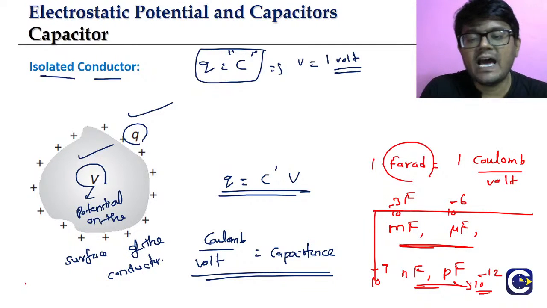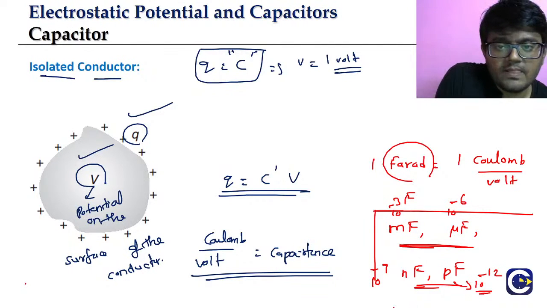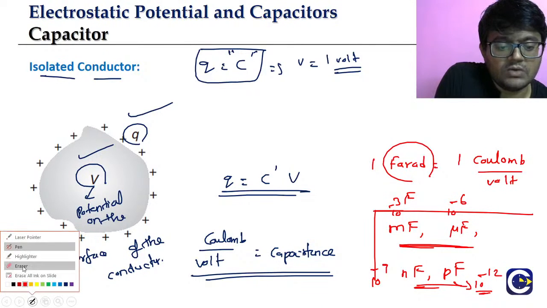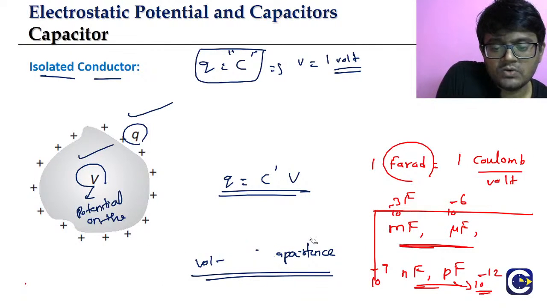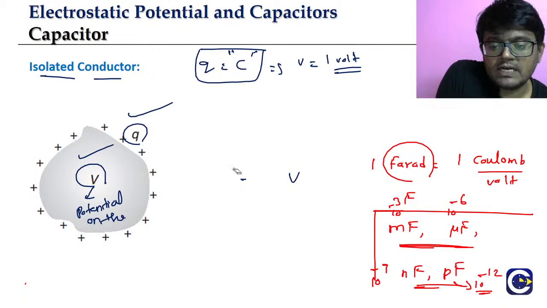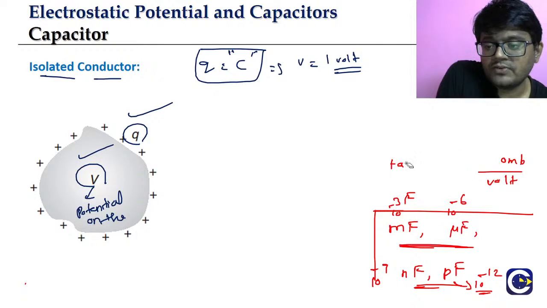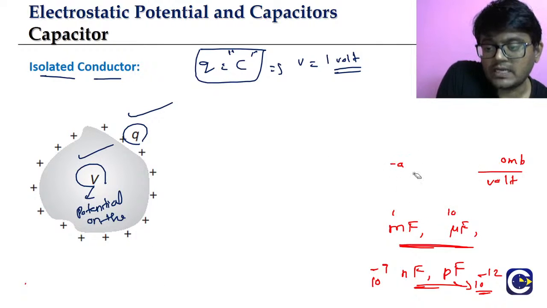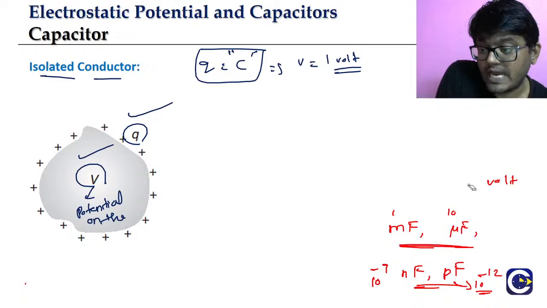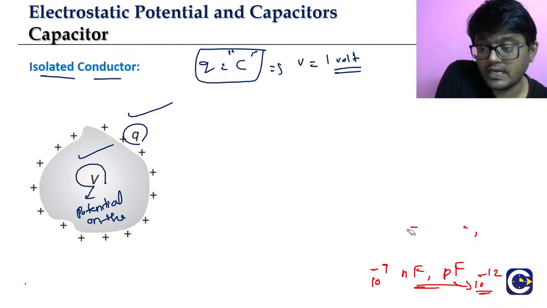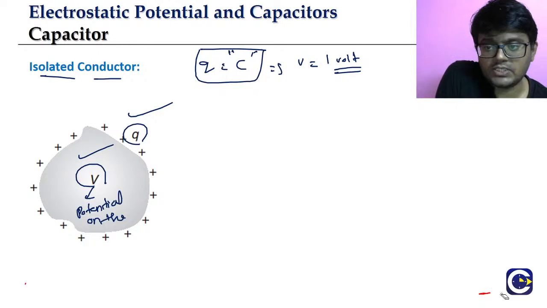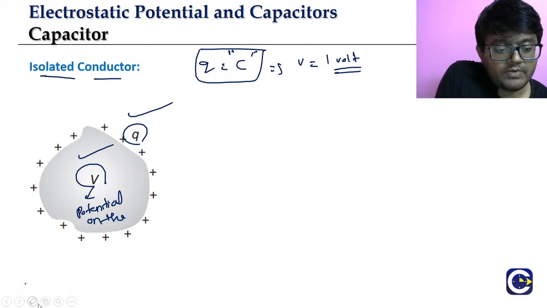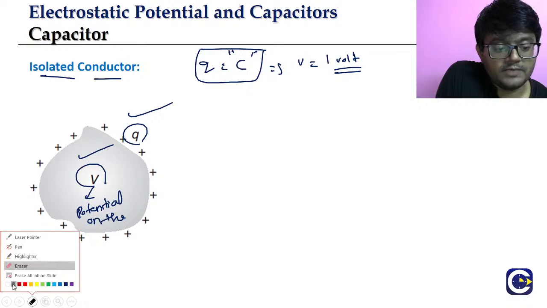So farad is the SI unit of capacitance. What is a farad actually? It is equal to 1 coulomb per volt. But in most cases we will have the capacitance represented in terms of microfarad, nanofarad or picofarad. Farad is a very large quantity. Next we look at the dimensional formula.